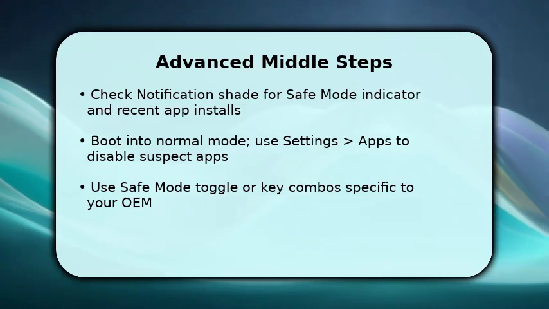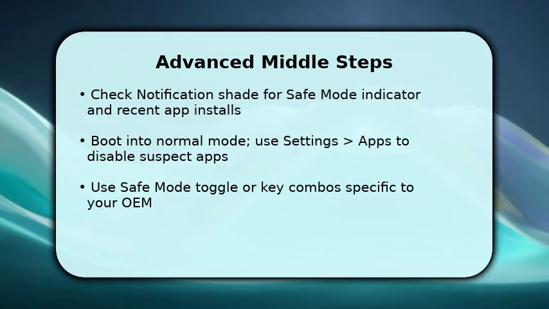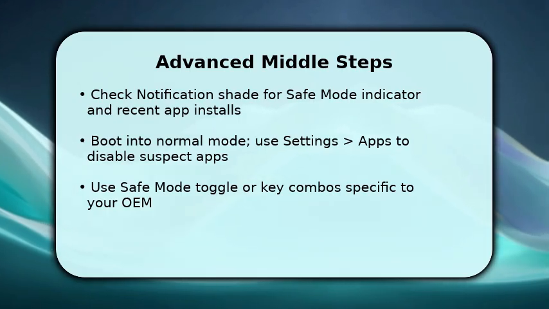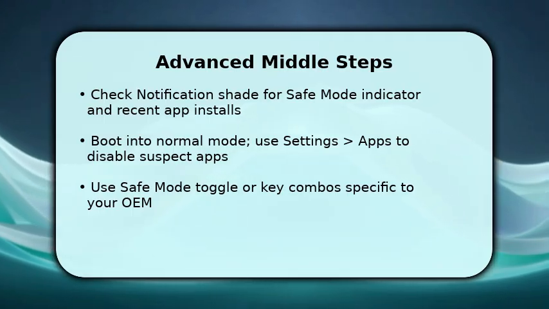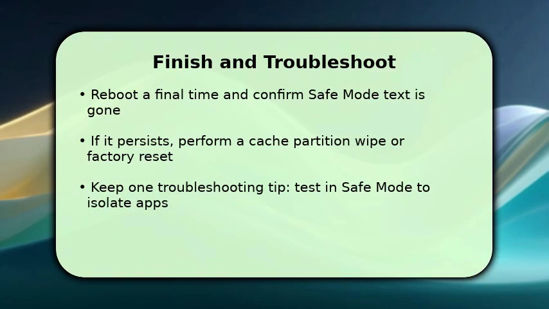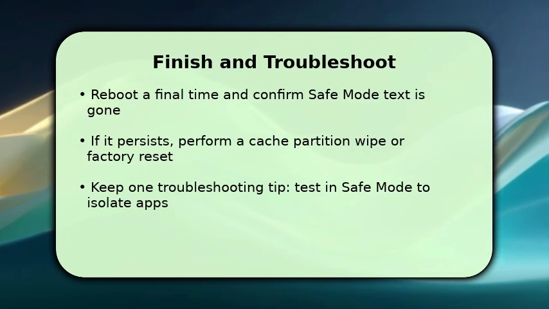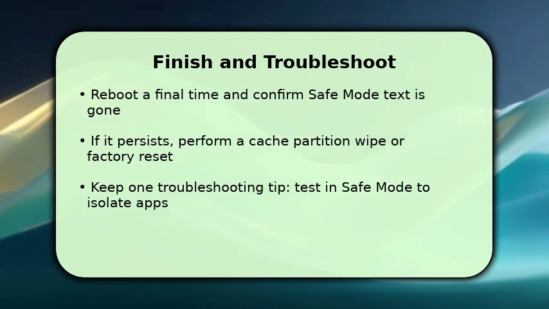If your phone provides a safe mode toggle in the notification shade or an OEM-specific key combo, use it to exit and verify functionality. Finish by rebooting and confirming the safe mode label is gone from the screen. You should regain full app access and notifications.